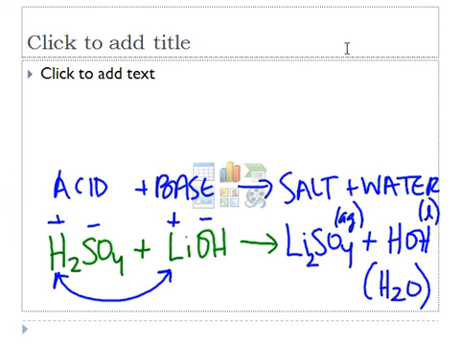So we're going to do a bunch more of these in a lab, and a bunch more examples as a class so that I can show you how all of these reactions work.